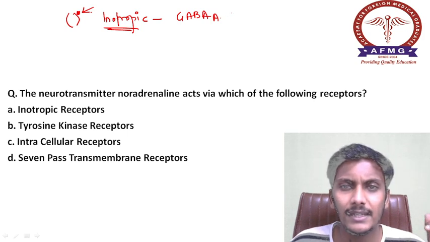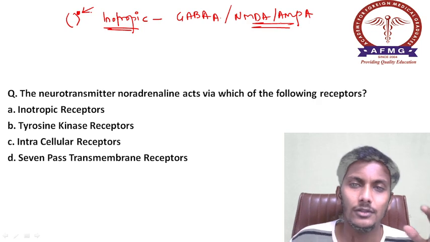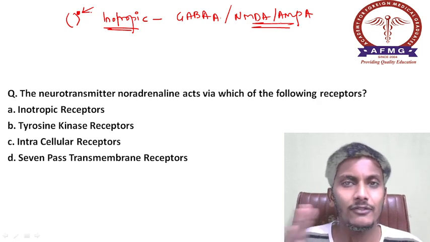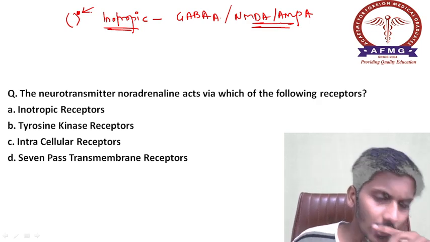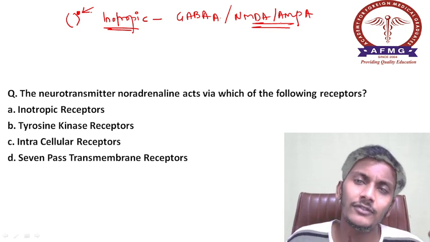उसके examples क्या क्या है? GABA A, जिसपे तुम्हारा GABA act करता है. Okay, NMDA receptor और AMPA receptor. NMDA AMPA पे कौन act करेगा? तुम्हारा glutamate act करता है. So these receptors are examples of inotropic receptors. Okay, which are responsible for the excitatory or the inhibitory impulse in the case of neurons.